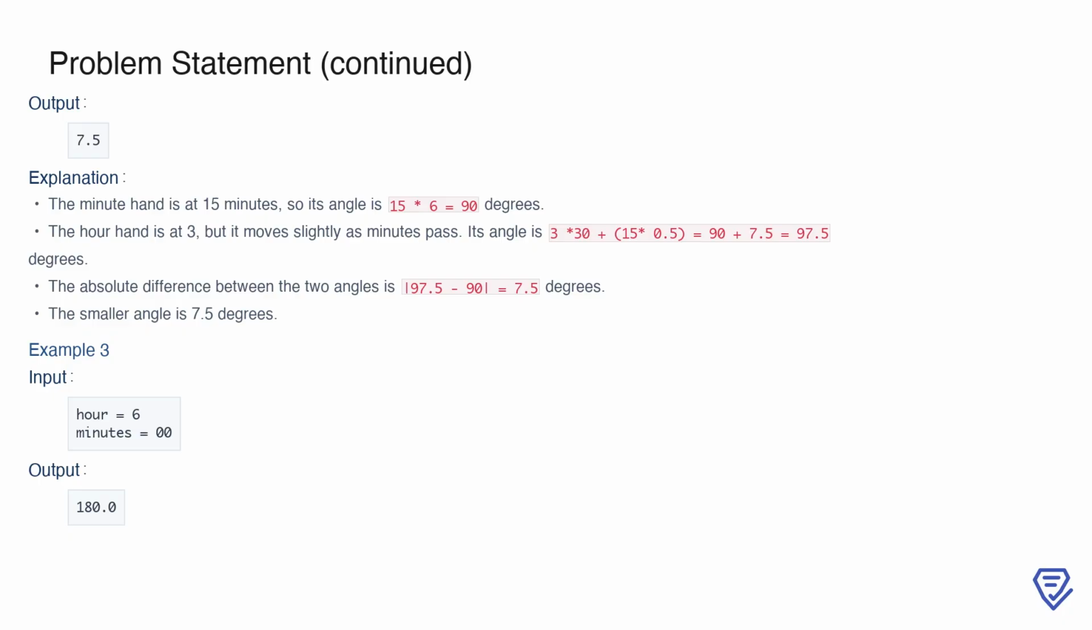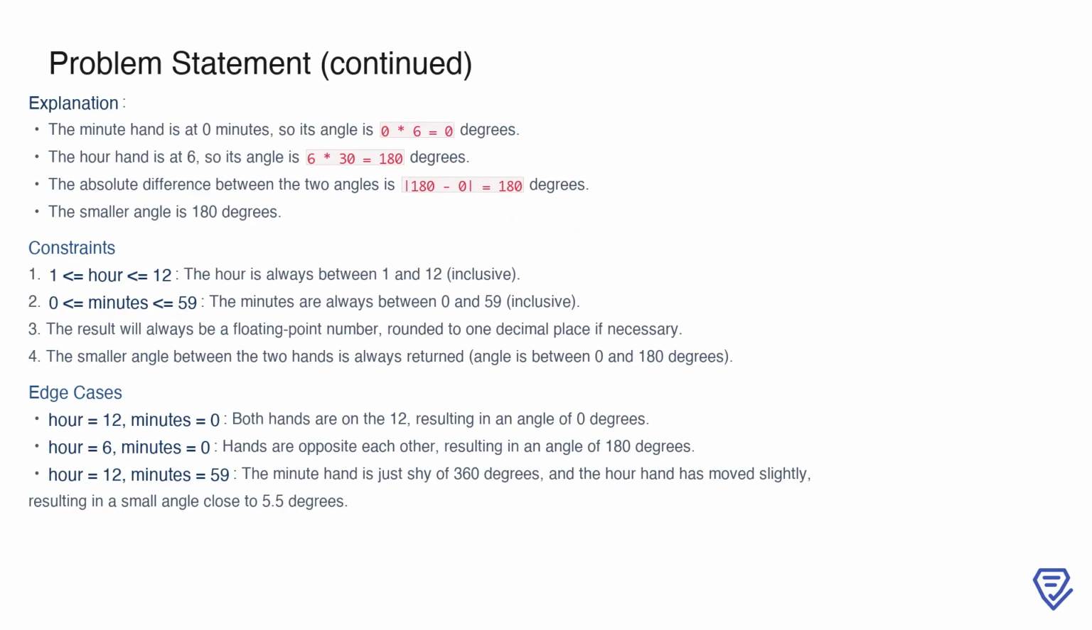Let's look at one more example. In the third example, the input is hour equals 6 and minutes equals 0. The minute hand is at 0 minutes, so its angle remains at 0 degrees. The hour hand is positioned at 6, so its angle is calculated as 6 multiplied by 30, which equals 180 degrees. The absolute difference between the two angles is 180 minus 0, which equals 180 degrees. Since the smaller angle between the two hands is always returned, we output 180.0.